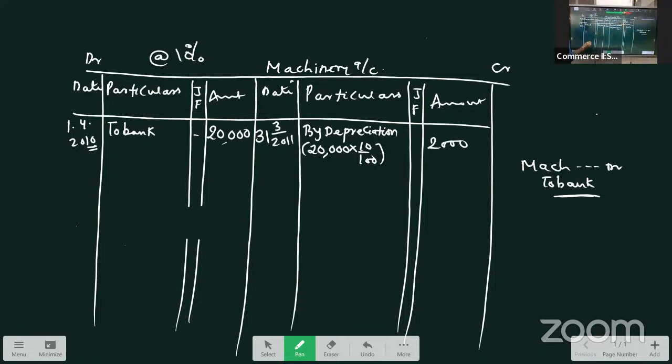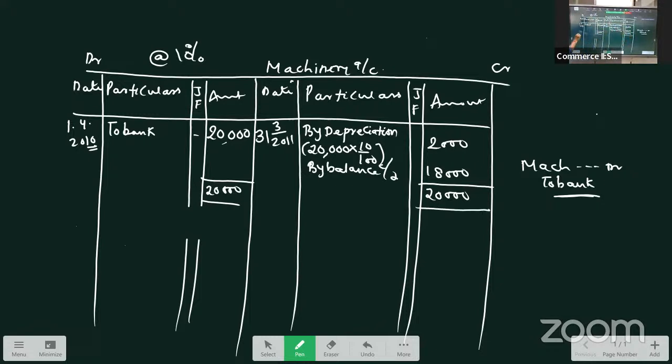Now we have to close the books. See, what is the total on the debit side? It is 20,000. Okay. Then what do we have on the credit side? It is just 2,000. How do we do balancing? You remember, debit side minus credit side. That is 20,000 minus 2,000, 18,000. So now this is the written down value of our machinery, by balance carried down. 20,000 minus 2,000 will give us 18,000.